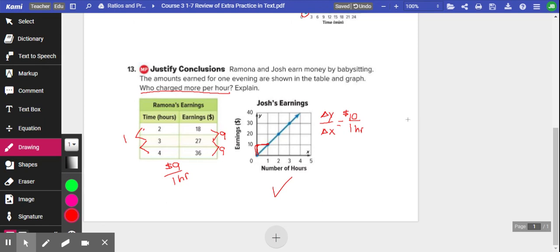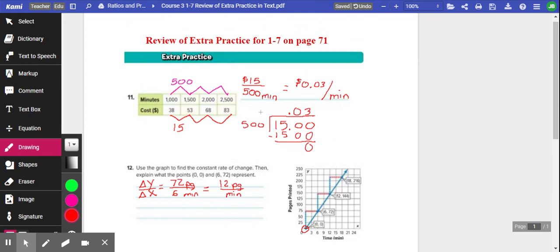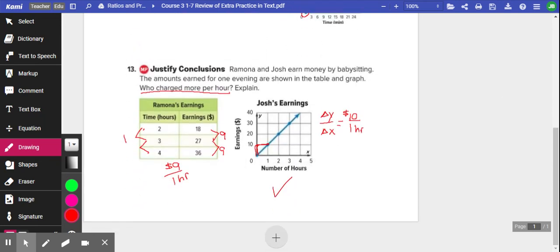Hopefully this helps you guys with a little bit of these problems and with a little bit of an understanding of how the constant rate of change works. Remember, look at the labels. Number 11, it wouldn't really make sense for us to say how many minutes per dollar. Usually we want to know how much it's going to cost per minute. All right, pages printed per minute. And then for the last one, obviously, dollars per hour when we're charging a rate. We're not going to figure out how many hours per dollar. Okay, so the labels help us remember which one's going to go on top. And when in doubt, just remember delta y over delta x. Change in y, change in the vertical, over the change in the horizontal.